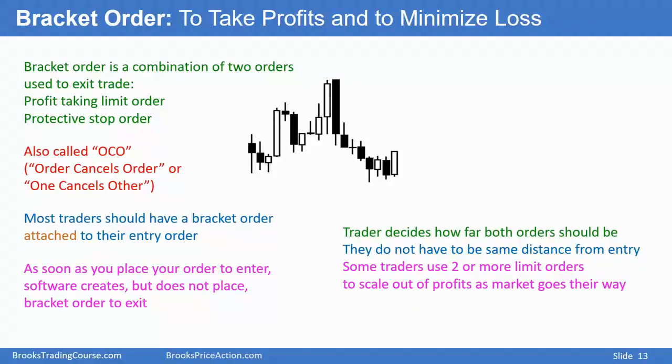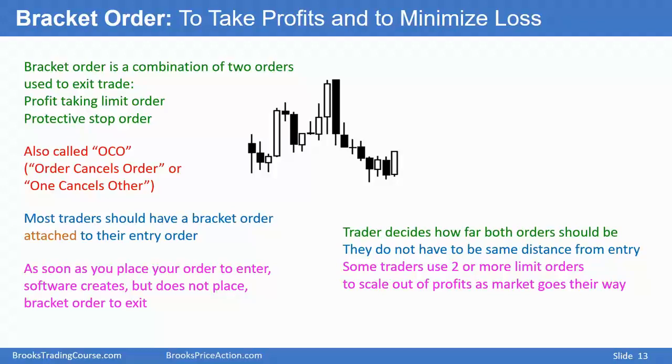You get to decide how far away the orders are. How far should your stop be? How much are you willing to risk? How far should your profit-taking limit order be? Some traders split the profit-taking limit order into 2 or 3 smaller orders. They want to scale out, take some profit quickly, and take other profit as the trade goes their way.